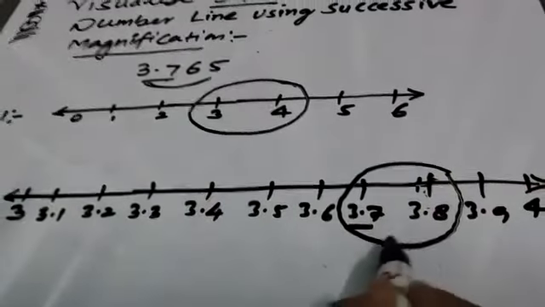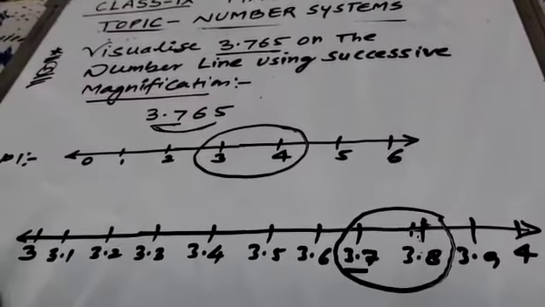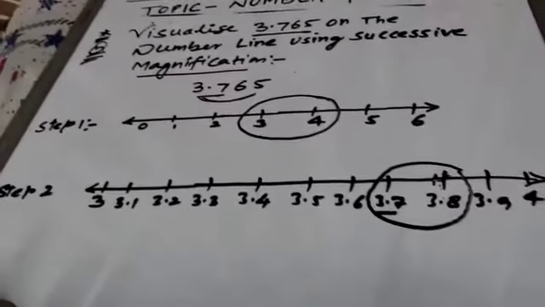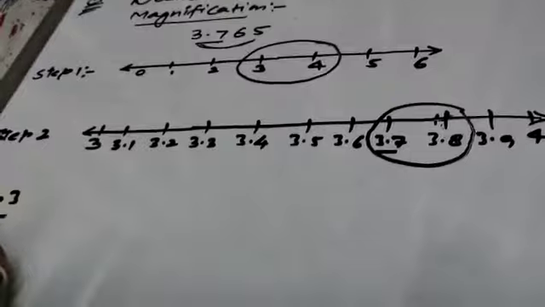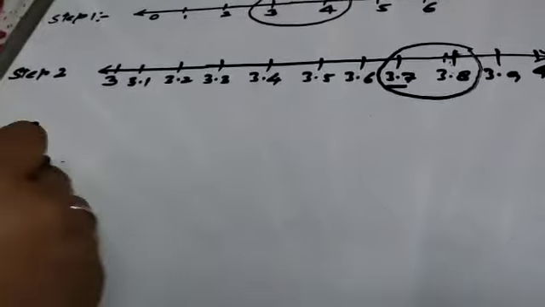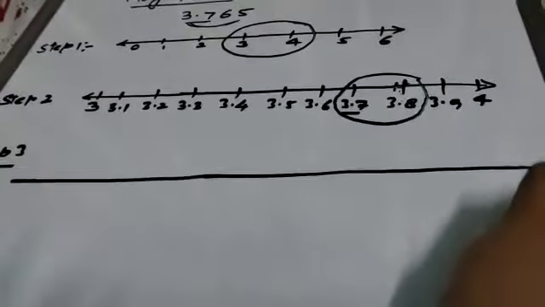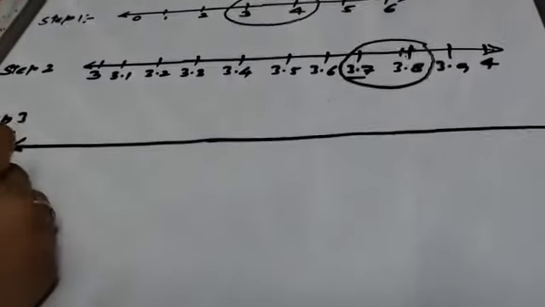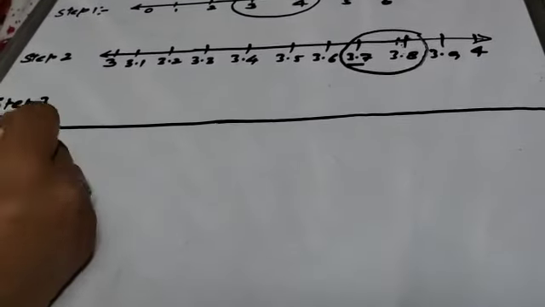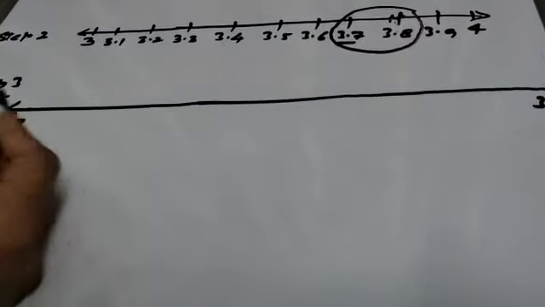In the next step you will magnify 3.7 and 3.8. This one is step 2. In step 3 you will magnify 3.7 and 3.8. Again on the number line, you will write here 3.7 and here 3.8. Now you will divide it into 10 equal parts.